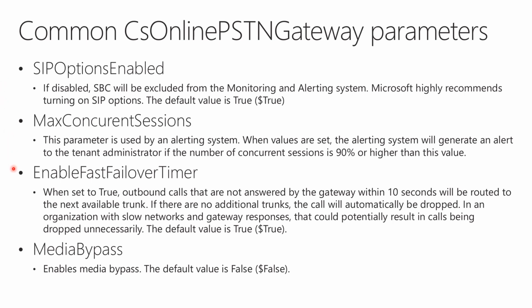You can set enable fast failover timer. When this is true, outbound calls that aren't answered by the gateway within a 10-second interval can get routed to the next available trunk. And if there aren't any additional trunks, then we'll automatically drop the call. This is useful in an organization where we maybe have slow networks or slow gateway responses, which could result in the call getting dropped unnecessarily. The default value for this is true. If you need to, you can set this to false.